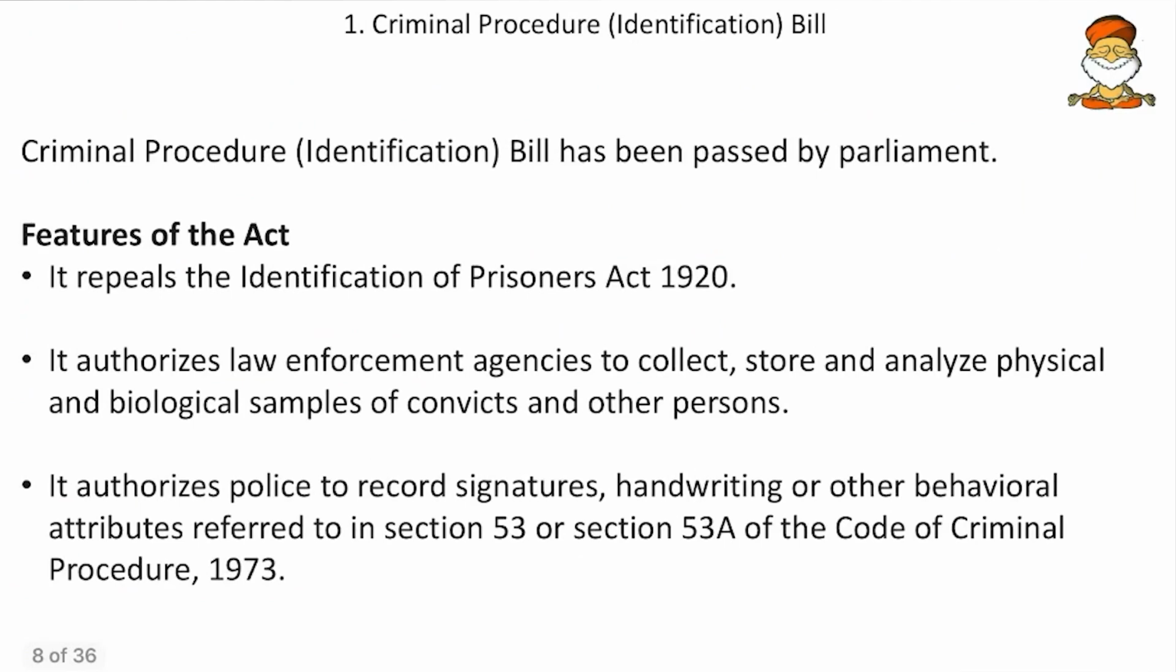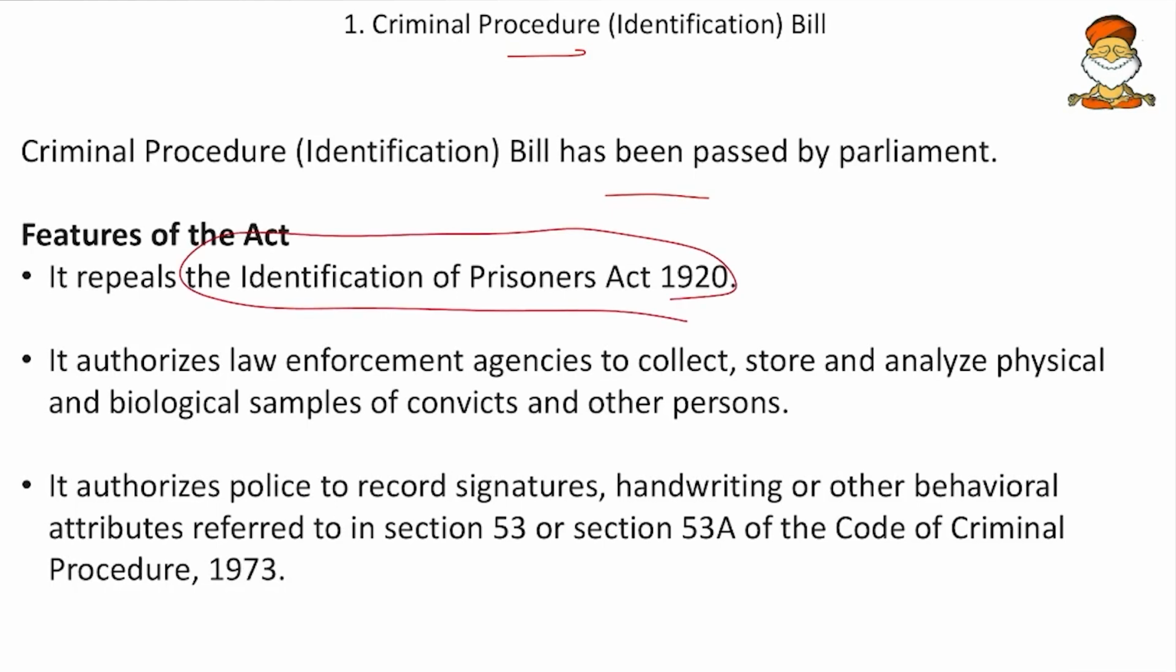Then coming to the topics, the Criminal Procedure Identification Bill. The bill has been passed by the Parliament and these are some of the features of this act. It repeals the Identification of Prisoners Act 1920. So mark this as important. Then it authorizes law enforcement agencies to collect, store and analyze physical and biological samples of the convicts and other persons. So the biometrics of the convicts and others can be taken up and stored.